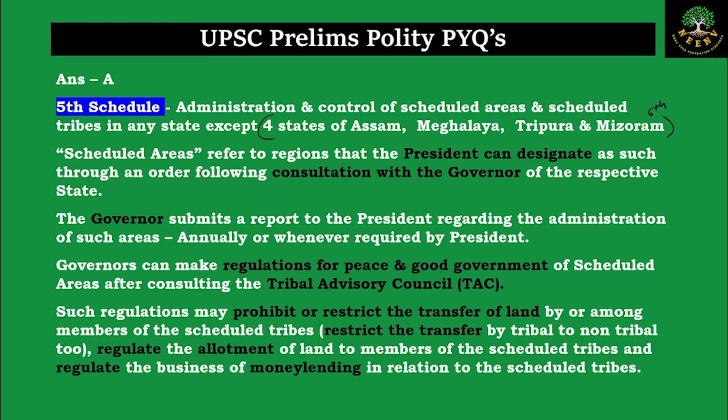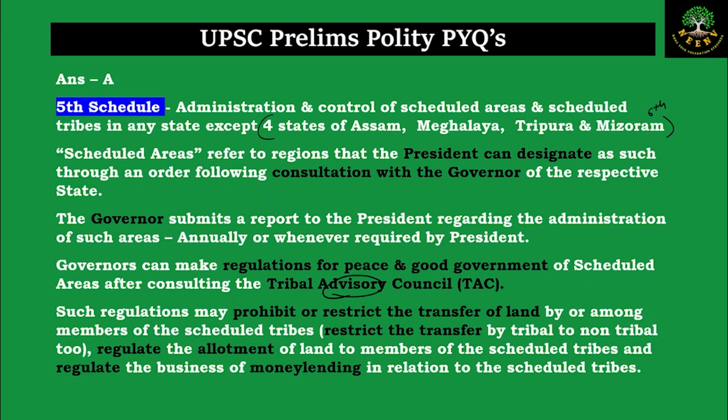The report submission will be normally annually, or whenever the president requires the governor to submit a report, the governor will submit a report. The governors also have power to make regulations for the peace and good governance of those particular scheduled areas after consulting the tribal advisory council. This tribal advisory council, like the name itself suggests, is advisory in nature. The advices given by the tribal advisory council, or the TAC, are not binding in nature. So this TAC is also an advisory consulting body. It is not a self-governing body.